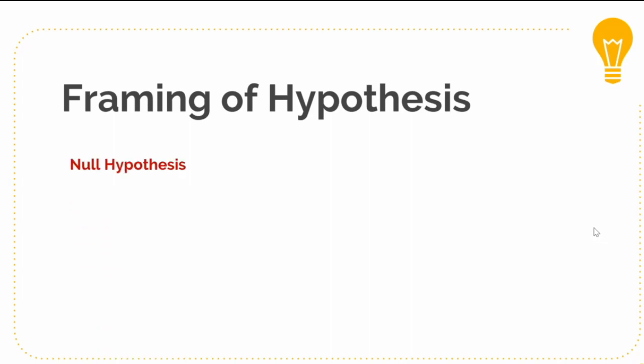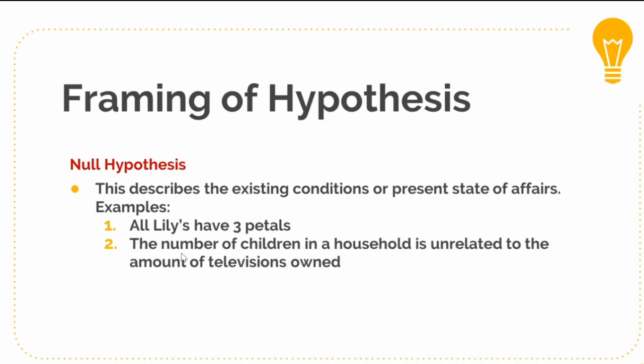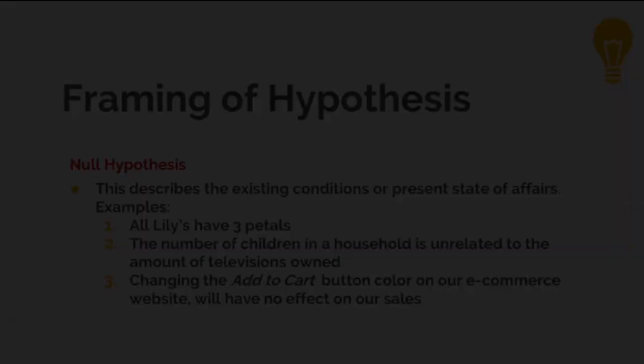Firstly, we always start with a null hypothesis. This describes the existing conditions or the present state of affairs. That is, if nothing changed. So, a basic example is: all lilies, that's a flower, have 3 petals. That's the existing condition. The number of children in a household is unrelated to the amount of televisions owned. Or in a business case, changing the Add to Cart button color on our e-commerce website will have no effect on sales. These are all null hypotheses because they describe the present state of affairs or the pre-existing conditions.